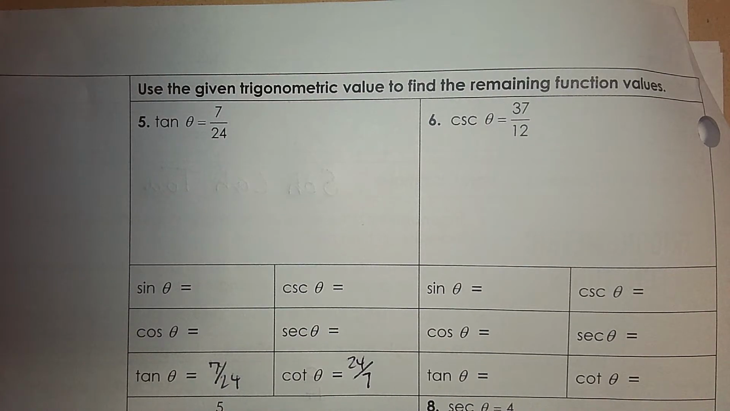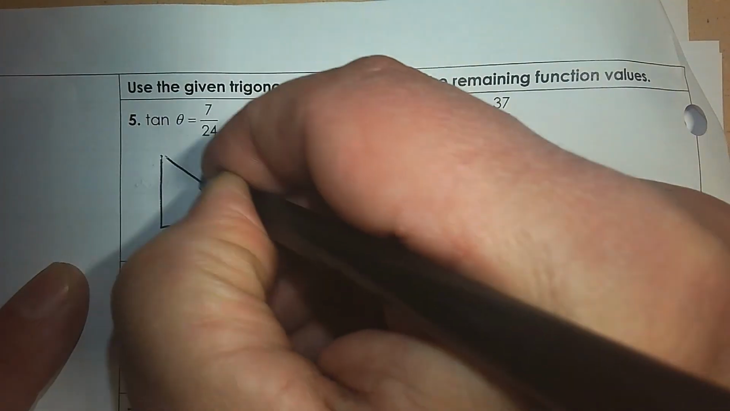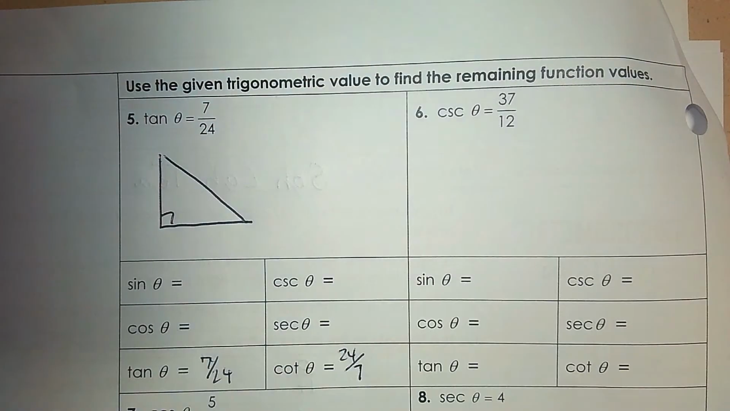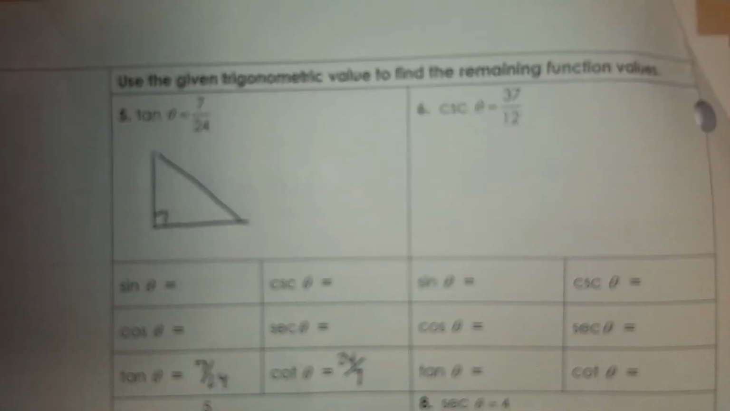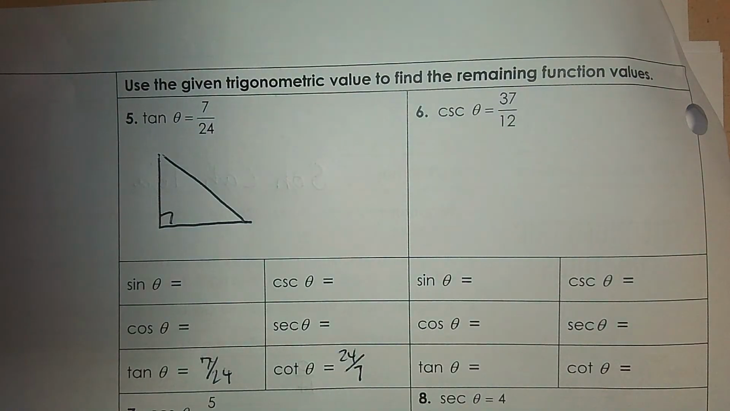So I'm going to draw a right triangle. Now, you decide how you want to orientate your right triangle. You'll get the same answer no matter how you orientate it. Do you know what I mean? So that's how I draw it, the right triangle. If you draw it a different way, it's okay.